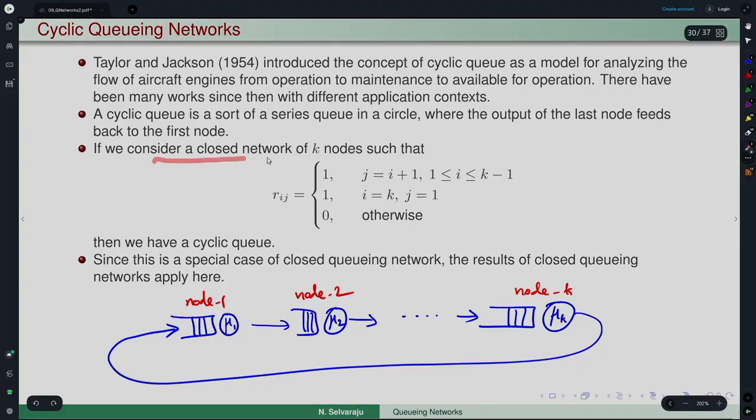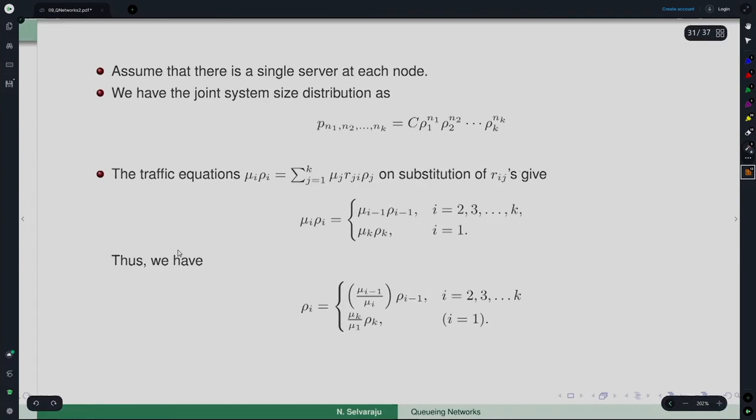So, what is the setup? If you consider a closed network with k nodes like this, then my r_ij, which is the probability of moving from i to j at the end of service completion at node i, is 1 if j is equal to i plus 1 for i from 1 to k minus 1, and when i is k, j is 1, right, that is this link, it is 1, right. All other r_ij are 0, then we have a cyclic queue. So, if I take these particular r_ij, then what you get in a closed queuing network is a cyclic network. Since this is a special case of closed queuing network, the results of the closed queuing network apply here as they are, but since this is a specialized one, you can always get something more out of it than in the general case.